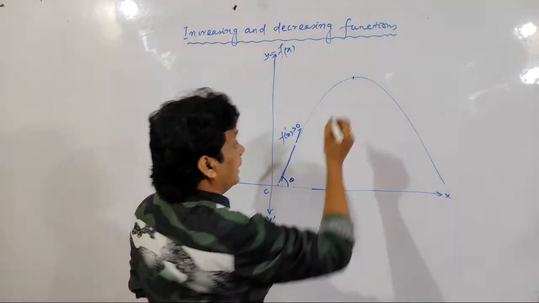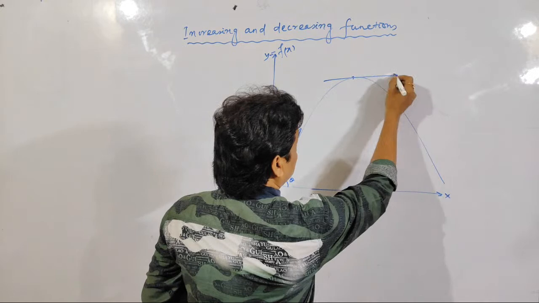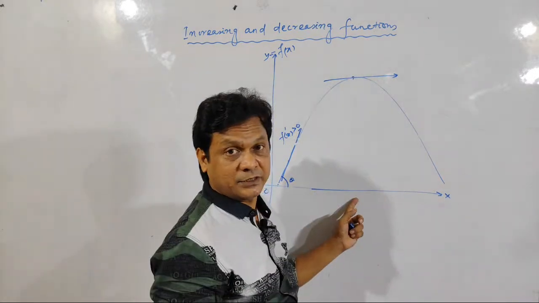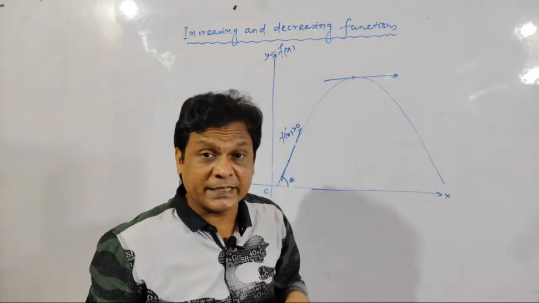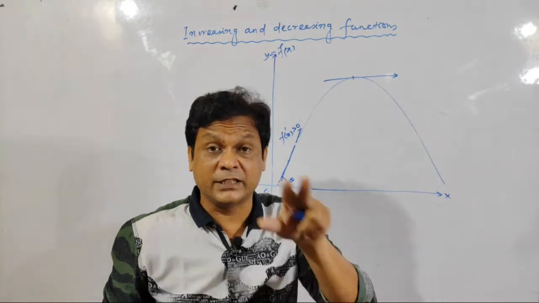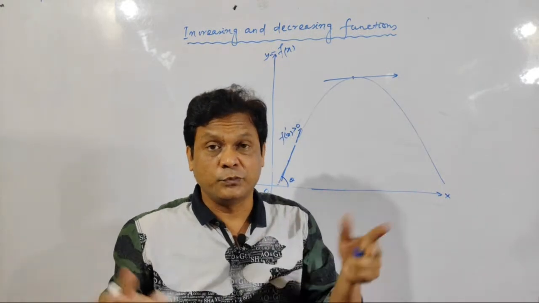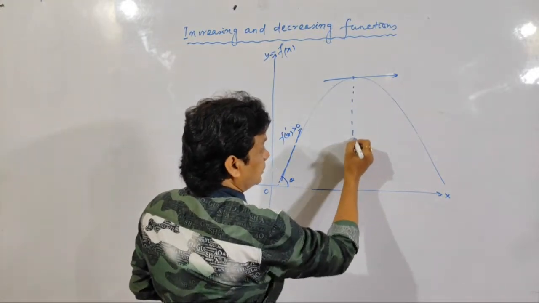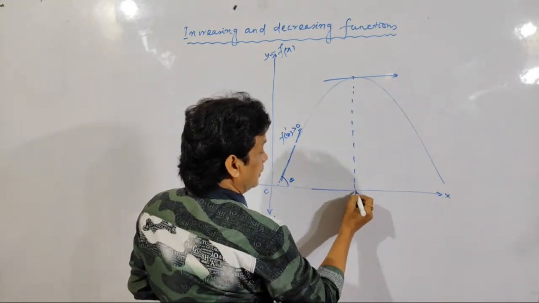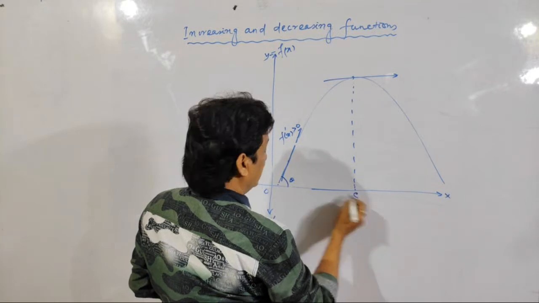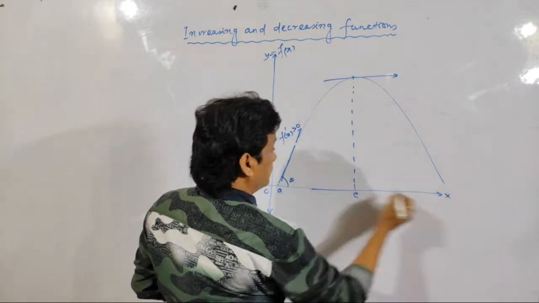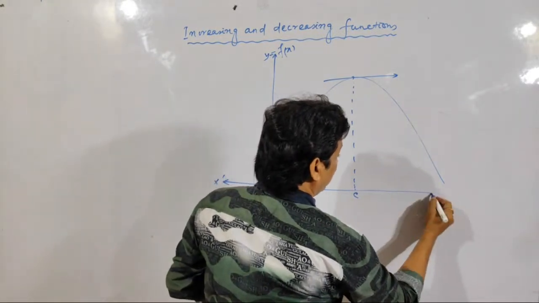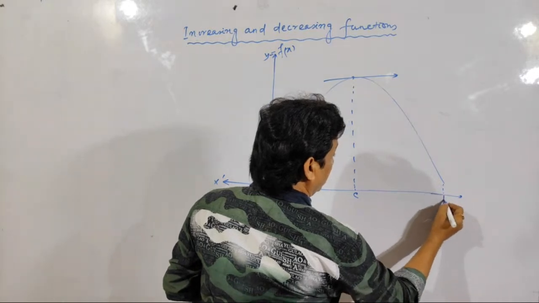Clear? And at this point the tangent is parallel to the x-axis, and I have already told you in tangent and normal that the slope will be equal to 0. So at this point, let this point be C, and this point be A, and this point be B.